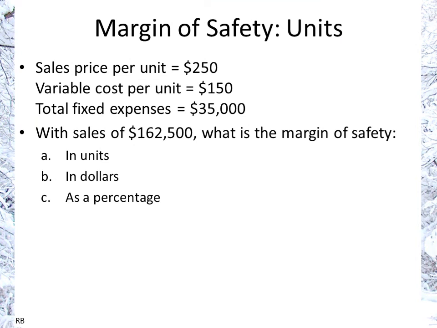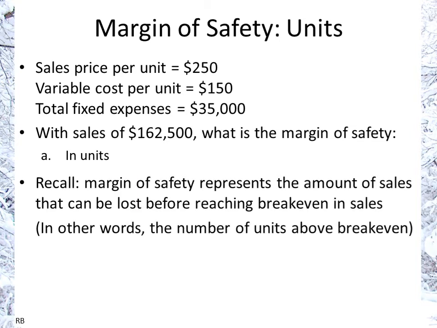Now, calculating the margin of safety, assuming, of course, that we have our target sales of 162,500, we can calculate the margin of safety in terms of units, in terms of dollars, and as a percentage. To recall from the chapter, margin of safety represents the amount of sales that can be lost before we reach the break-even number of sales. So it's telling us how much we are above the break-even in comparison to the amount where our target sales are, or how much we're selling.